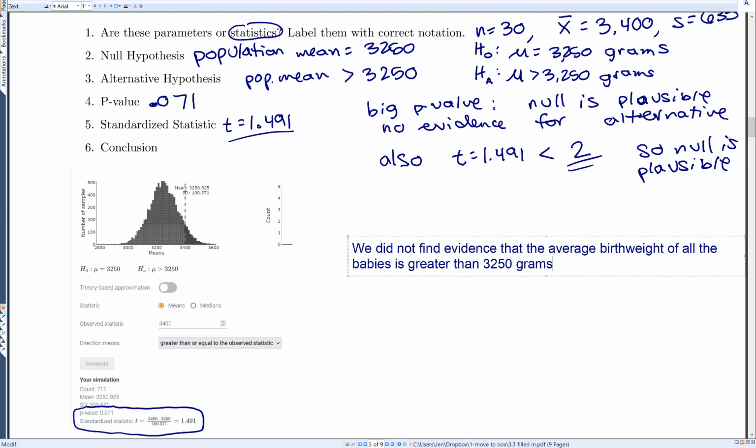It's still very plausible that the mean is 3,250. And I did say the average birth weight of all the babies, but this was a sample just from our hospital, so it's all the babies at this hospital. Not from the entire US, just this hospital.